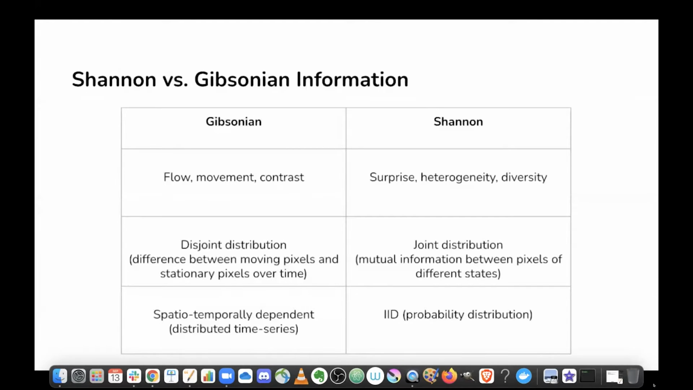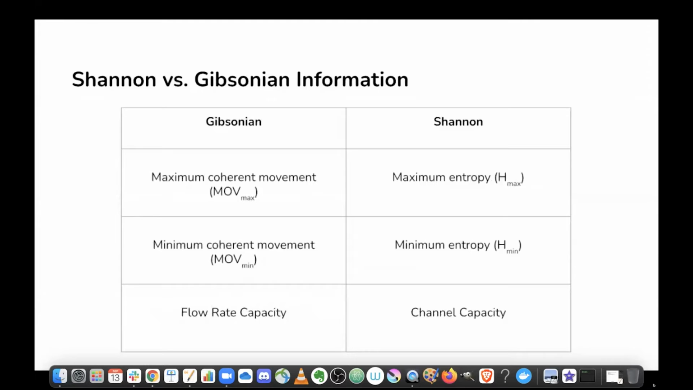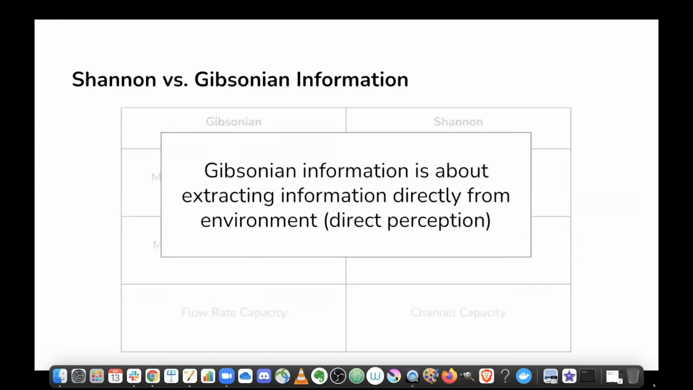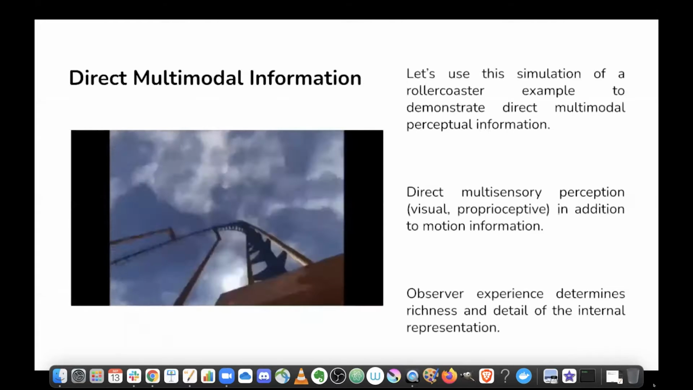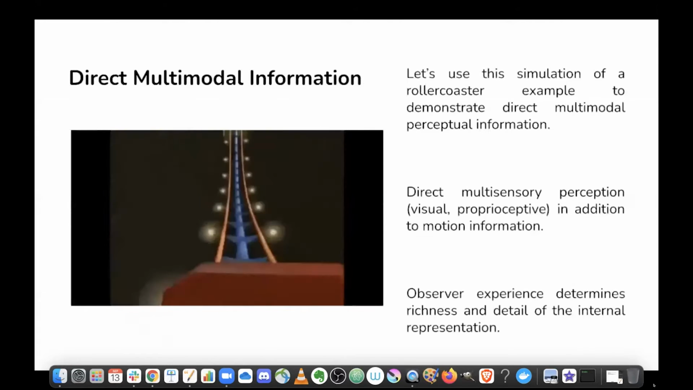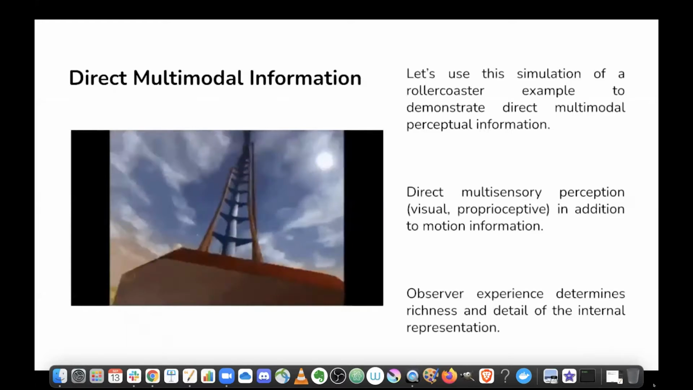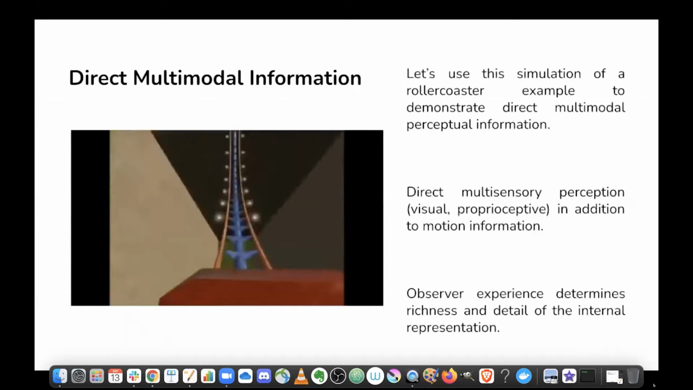This leads us to potential measures like maximum coherent movement, minimum coherent movement, and flow rate capacity. They map to Shannon information measures such as maximum entropy, minimum entropy, and channel capacity. The takeaway from all of this is that Gibsonian information is about extracting information directly from the environment. This is what we call direct perception in cognitive science, and we're applying this to information theory. Now we move on to looking at more of this direct perception and how we can unpack direct perception into the internal communication channel.